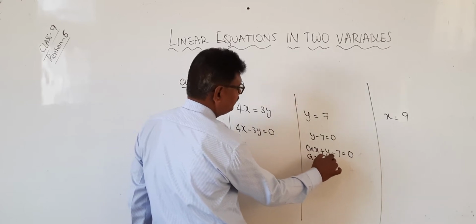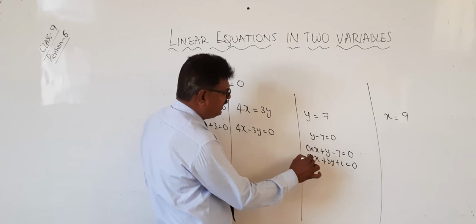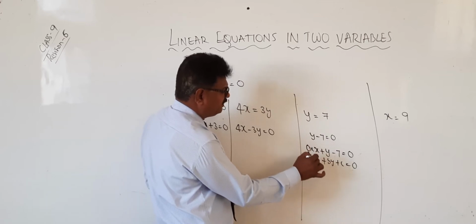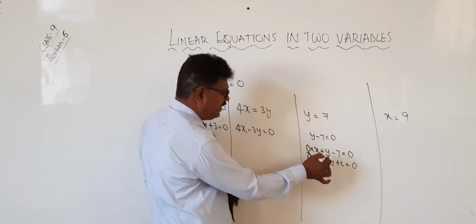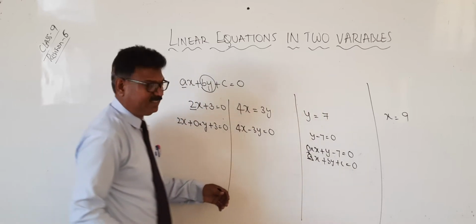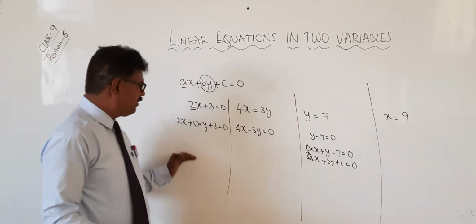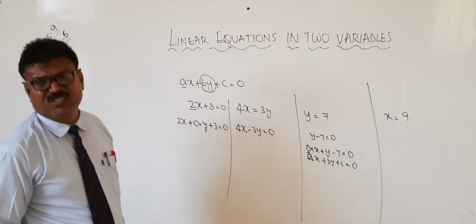ax plus by plus c equal to 0. Here a equal to nothing is there, means 0, 0 into x is nothing but 0. Now b is equal to 1 and c equal to minus 7, like this. Do you understand? In the examination they may ask you the standard form. Standard form means you will get marks for this.